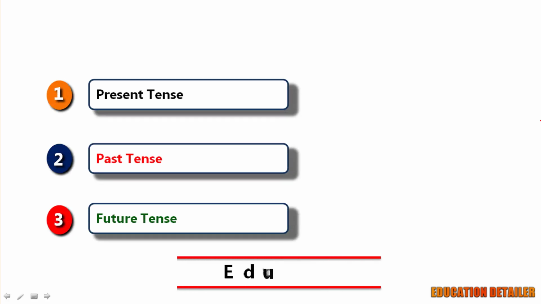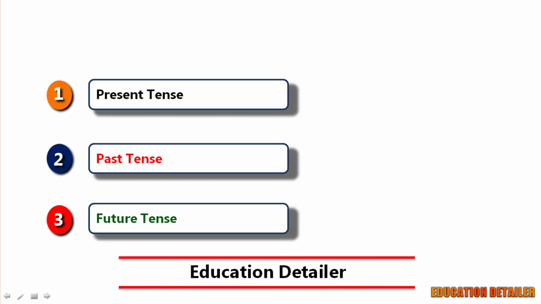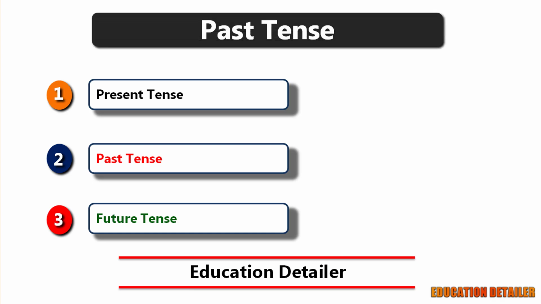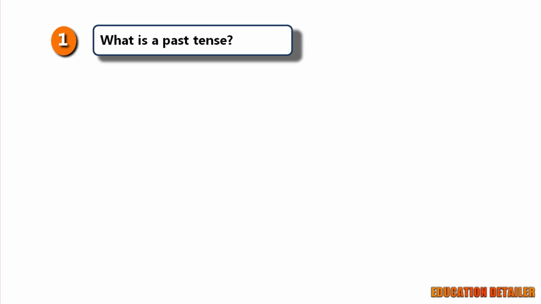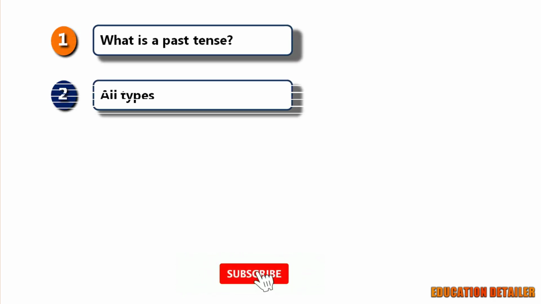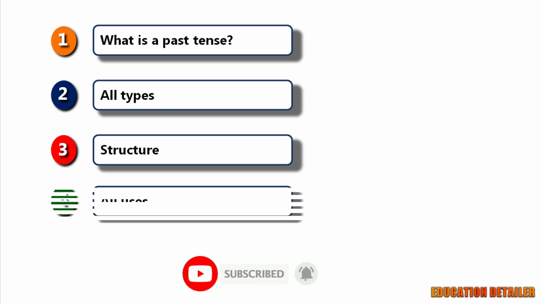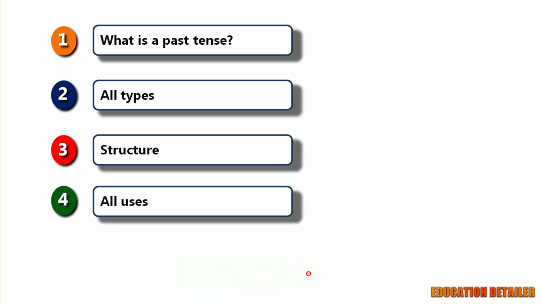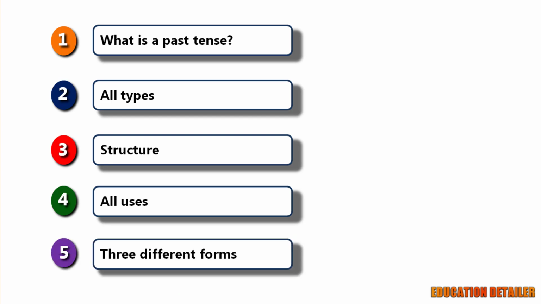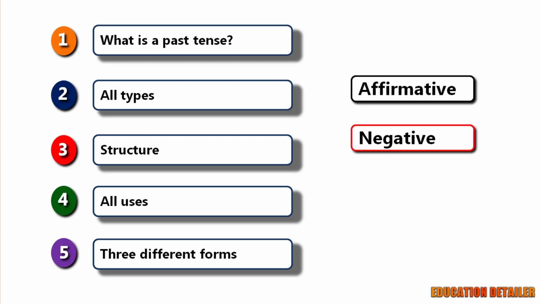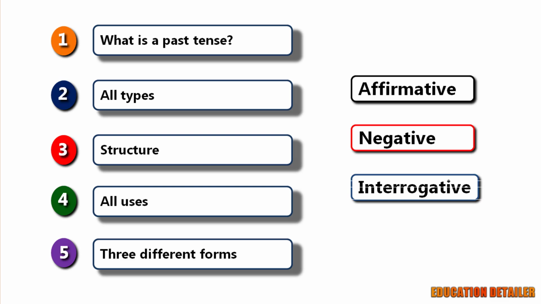Out of the three basic tenses in English, we are going to discuss each and every detail about past tense. First, I will explain what is a past tense, then its types, the structure with examples, all the uses of each type, and in the end, the three different forms of each: affirmative, negative, and interrogative.